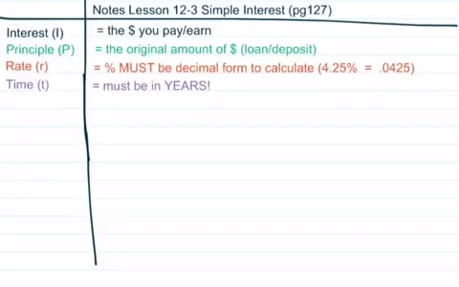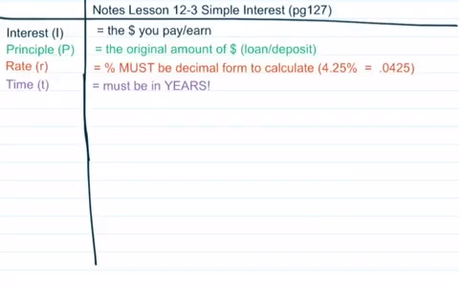Hello, ladies and gentlemen. Today we're going to take notes on Lesson 12-3, Simple Interest, which is on page 127 in your book. If you would please open up your book to page 127, we're going to do a few examples from that lesson. Four definitions that you need to know for this are interest, I, which is the capital letter I.